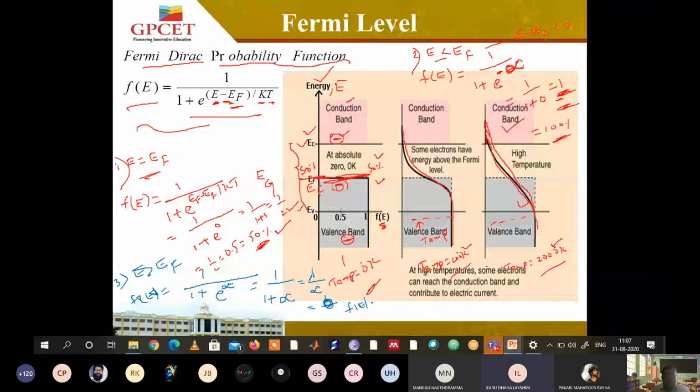Probability of an electron at what energy state is occupying, it is equal to how much? 0%. So these three cases are very, very important for you. Please note all these three cases.